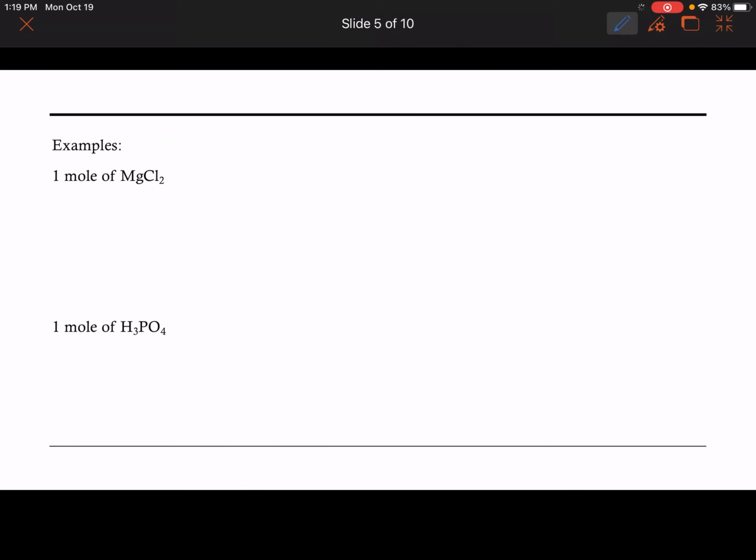So for example, let's look at magnesium chloride. Magnesium chloride is going to contain magnesium and chlorine. And magnesium, we're going to have 1 mole. Chlorine, we'll have 2 moles of chlorine within 1 mole of magnesium chloride.